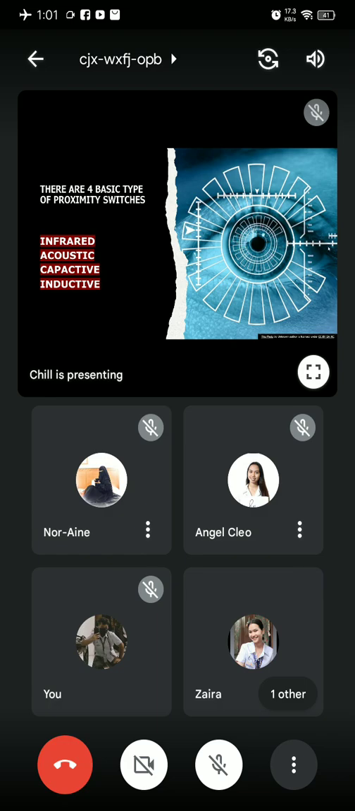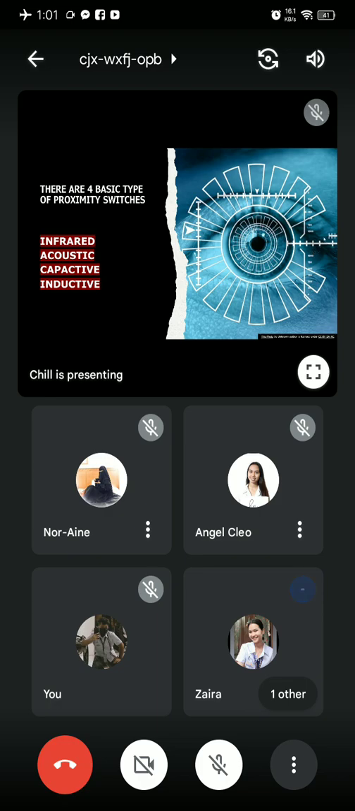So we have here the four basic types of proximity switches, which are infrared, acoustic, capacitive, and inductive. First, we have the infrared switch. This works by sending out beams of invisible infrared light. A photodetector on the proximity switch detects any reflections of this light.